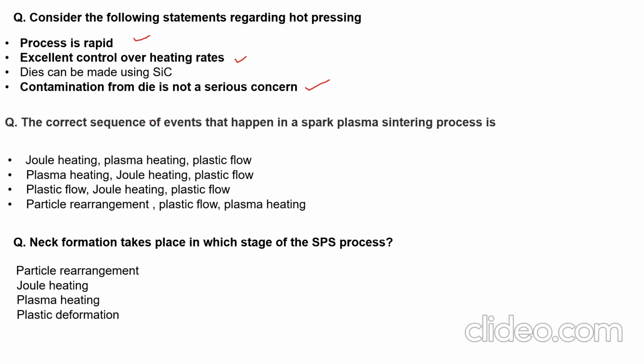And then we have the correct sequence of events that happen in spark plasma sintering: Joule's heating, plasma, plastic. Why is it that it first heats using Joule's heating and then through plasma heating, and then there occurs a plastic deformation?